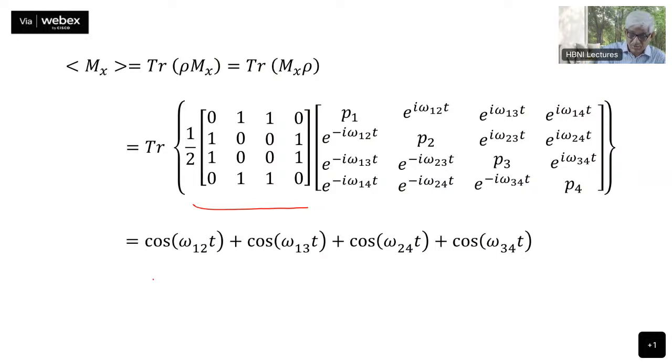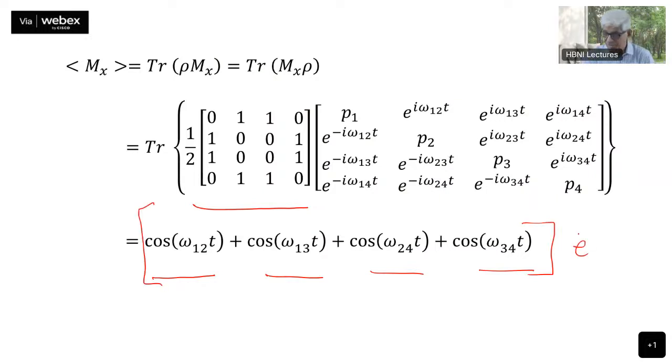What do you get? This one, this one, this one, this one. What are these? Single quantum transitions: 1-2 transition, 1-3 transition, 2-4 transition, 3-4 transition. This is what you see in your FID, except that I have to multiply all of this by the relaxation. So the coefficients are of the individual spins, and therefore this is the frequency component. So the trace, when you are measuring the transverse component of the magnetization, is a superposition of all of these.